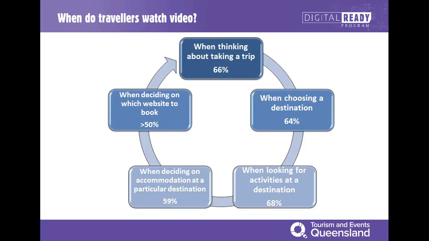So they're actually looking, so they might be looking for the Sunshine Coast, or the Gold Coast, or Brisbane, or, you know, Cairns or the Outback, or whatever the case may be. So 64%, that is massive, absolutely massive.